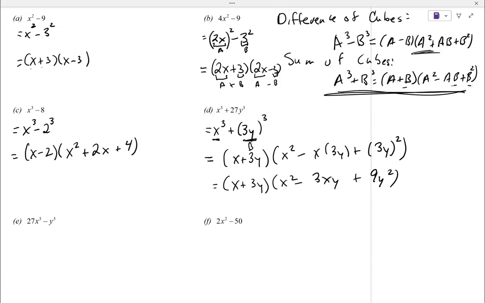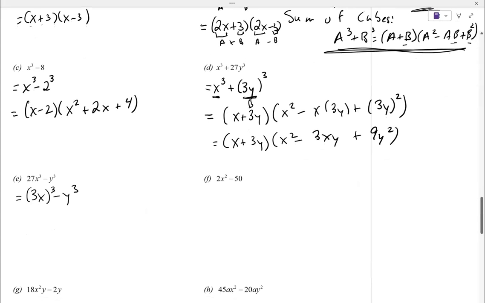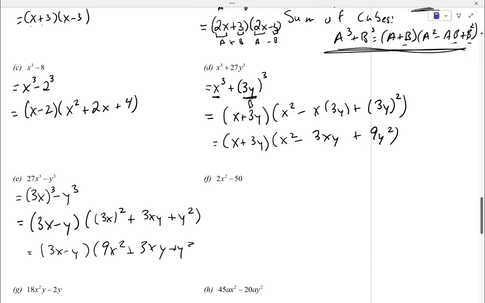How do we want to rewrite the 27x cubed to start with? 3x, good. The whole thing cubed, right? Now using your difference of cubes formula, what did you get? 3x minus y, because your 3x is the A, right? And your y is the B. And then you get 3x, the whole thing squared, right? Plus, good. 3xy, good. Plus y squared, good. That's exactly right. And then I can simplify that 3x quantity squared as 9x squared plus 3xy plus y squared.